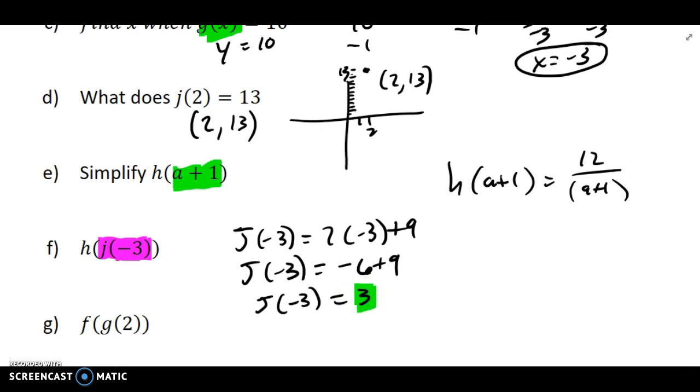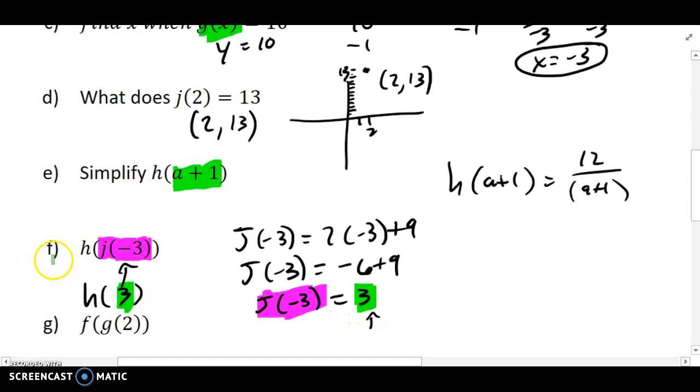So what I'm going to do now is I solve the purple part. The purple part is this answer. Okay? So notice that J of negative 3 equals 3. So I'm going to rewrite this problem now. So it's going to be h of 3, because it's the answer we use.